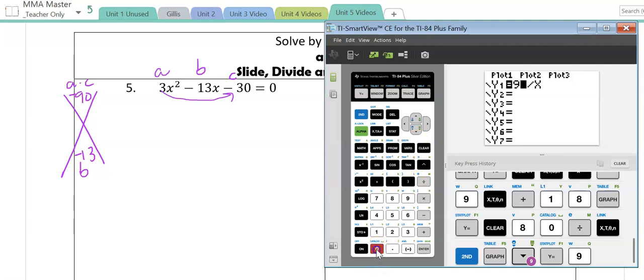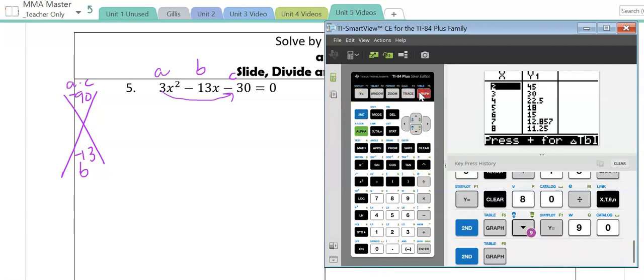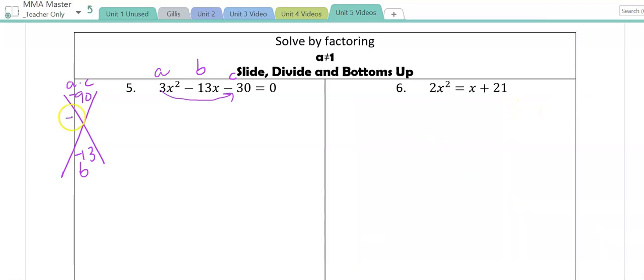I'm going to do 90 divided by x. I'm going to hit second graph. And 2 and 45, 3 and 30, 5 and 18 might work. Let's try 5 and 18. So I have 5 and I have 18. Now for the B to be negative, that means I owe more money. So my 18 is going to be negative.